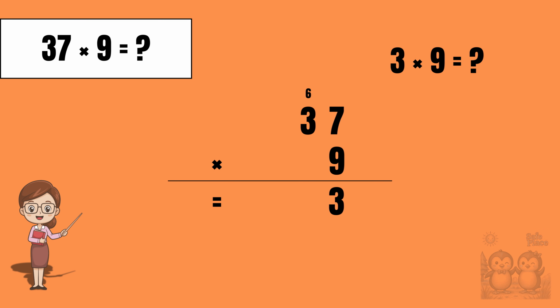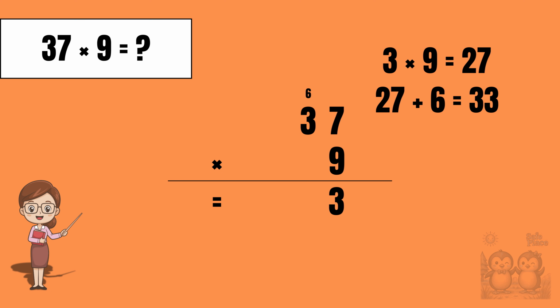Step 2. Multiply the tens column. Now multiply 9 times 3. 9 times 3 equals 27. Do not forget to add the carried 6. 27 plus 6 equals 33. Write 33 in front of the 3.